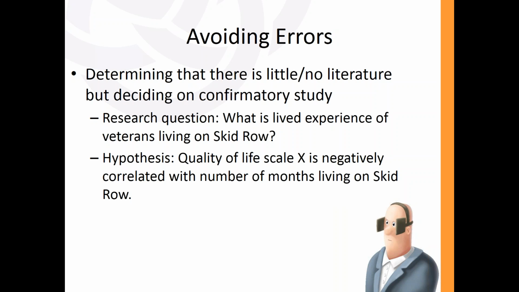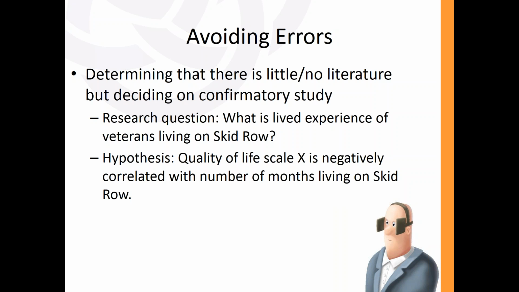Let's say that you do your lit review, you determine that there's not a lot of literature or none at all on your chosen topic, but you decide on a confirmatory study. A confirmatory study being where you make a prediction about the relationship of a couple of variables or more than two, doesn't matter, and say, okay, I have a very good theoretical basis for saying that this is going to be the pattern. So that's the opposite, more or less, of an exploratory study, where you're kind of asking things in a more open-ended manner, right?